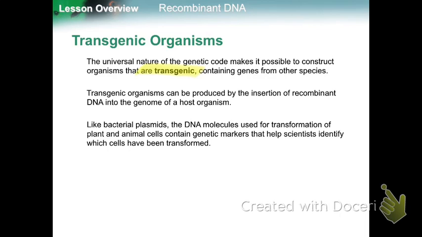Organisms that have genes from another species are called transgenic. So that bacterial cell that was just demonstrated to have been created is called transgenic bacteria. They're produced by the insertion of recombinant DNA into the genome of a host. The DNA molecules used for transformation of plant and animal cells contain genetic markers to track that transformation.